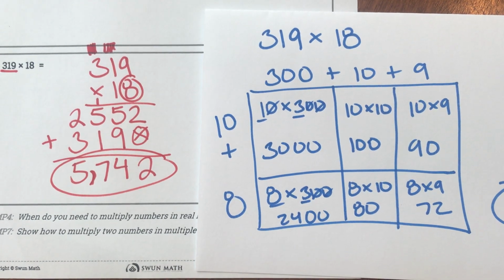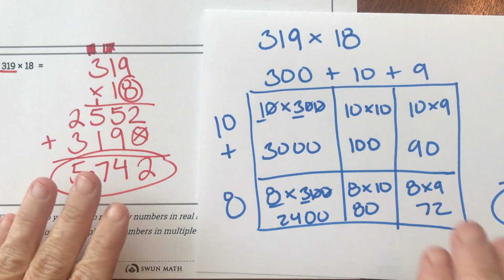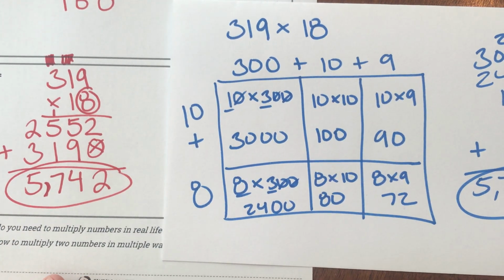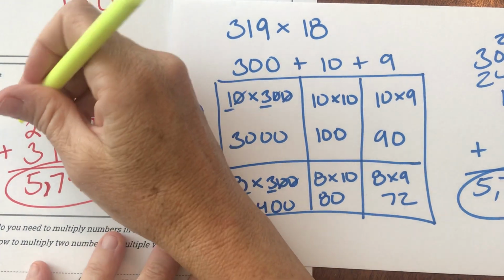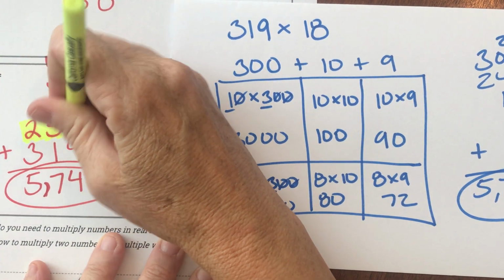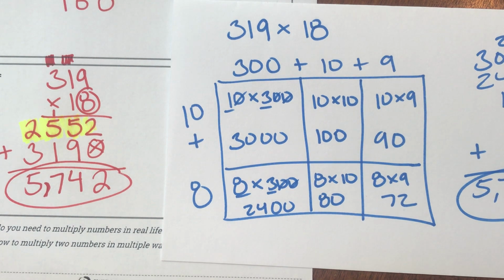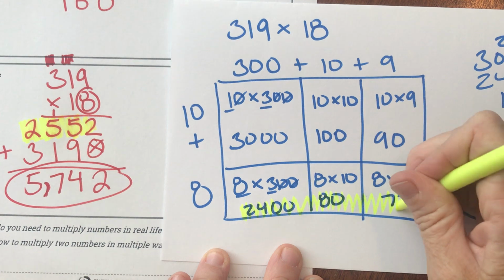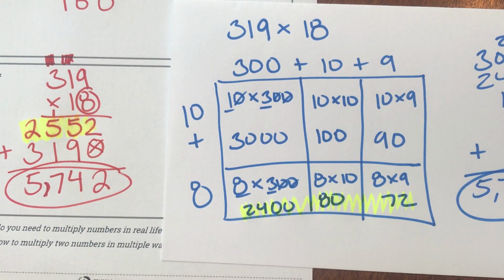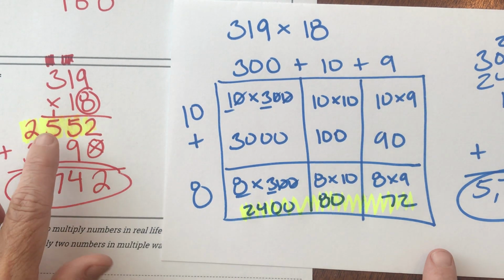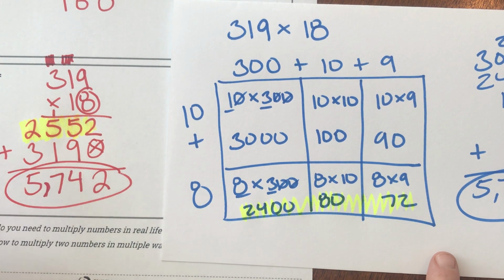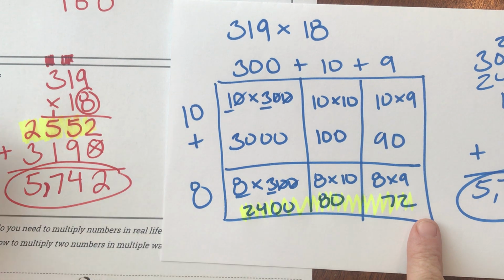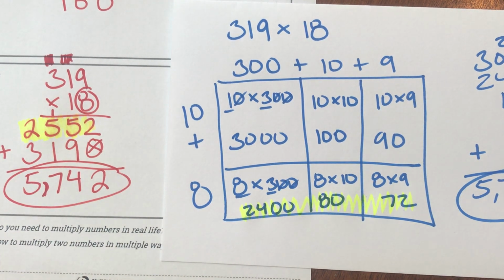I had also used this one doing the area model. So I want you to look again and see what we're going to notice here. My first one here was 2,552. If I added 2,480 plus 80 plus 72, I would get 2,552. So all three of those partial products are shown in just one partial product.